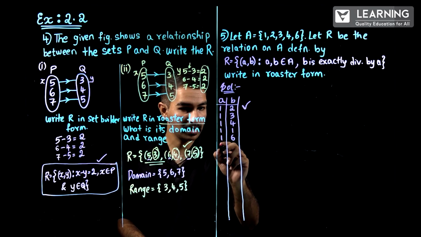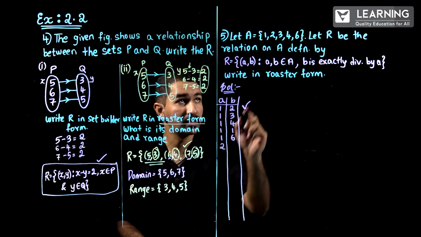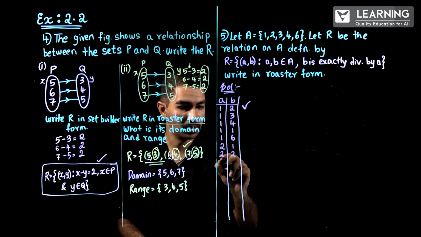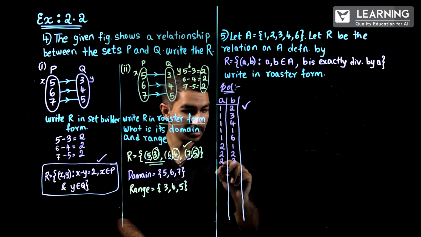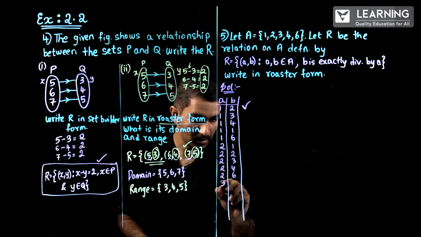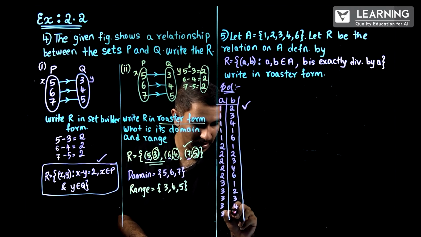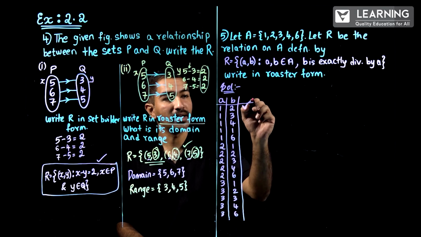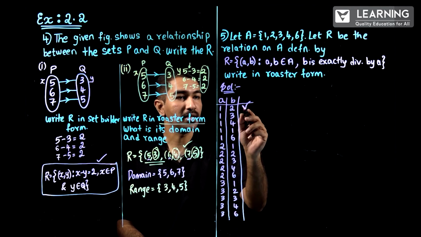Okay, next again, in the place of a what can we write? The next element is 2. So 2, 1, 2, 2, 2, 3, 2, 4, 2, 6. The next would be what, students? 3. So 3, 1, 3, 2, 3, 3, 3, 4, 3, 6. Okay. So we'll do this much first, then we'll continue further. Now we have to just put a tick mark or not, that's all.